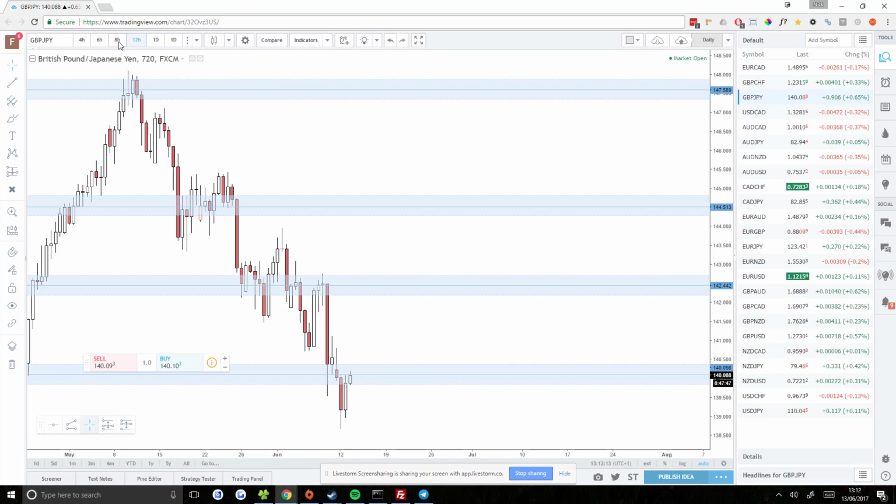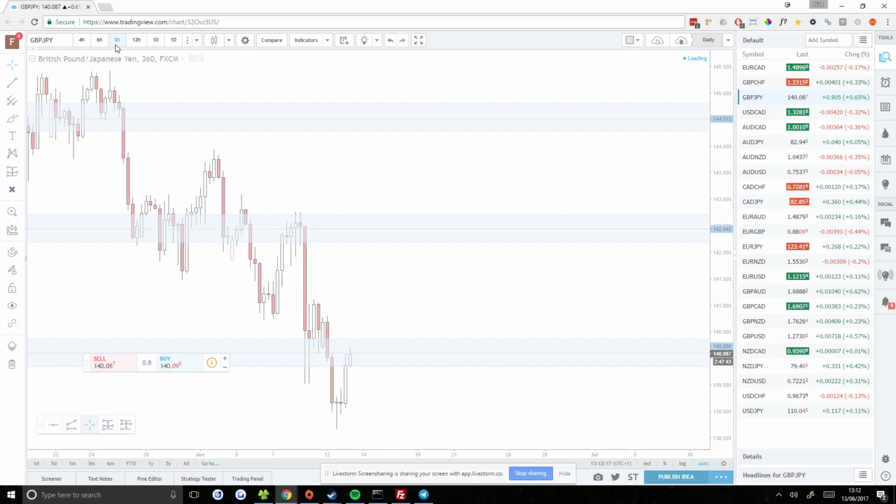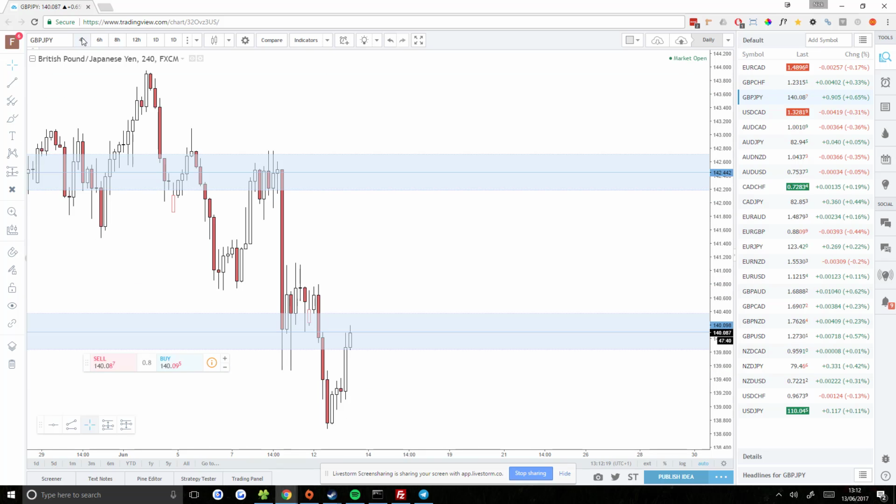GBPJPY, a possible continuation. This is happening on the lower time frames. So I'm going to be watching this on the 6 hour, perhaps the 8 hour, maybe even the 4 hour. So this would be a possible continuation trade. 4, 6, 8 hour time frames, something like that.